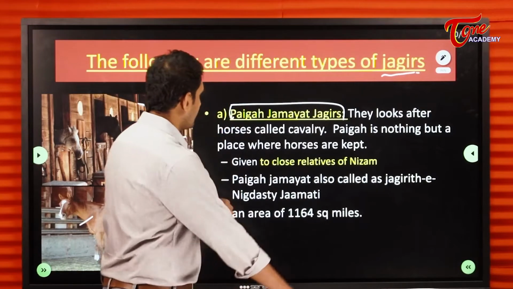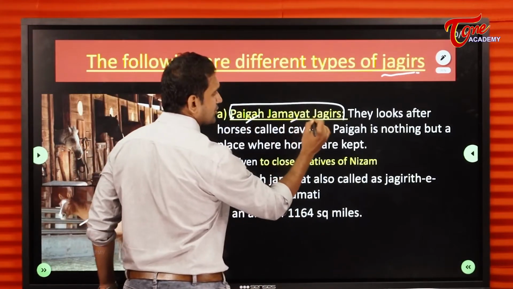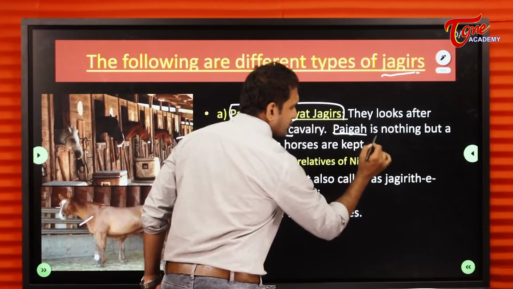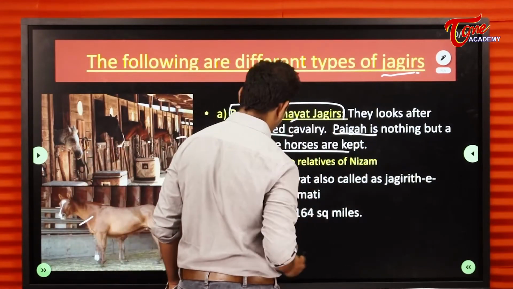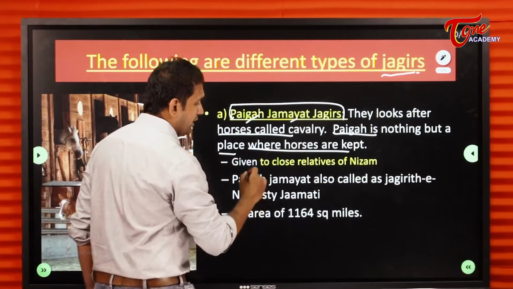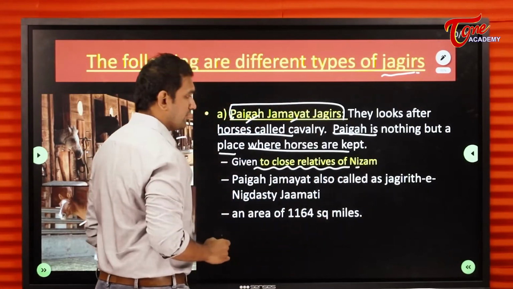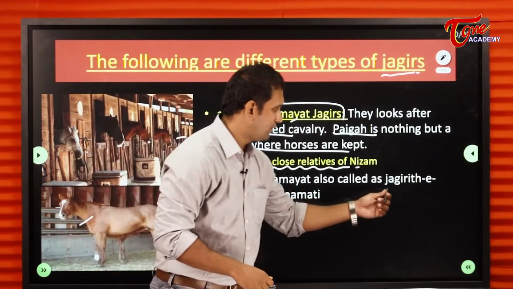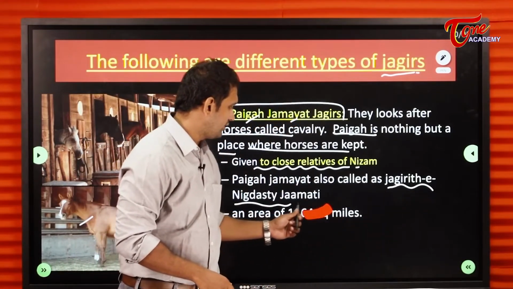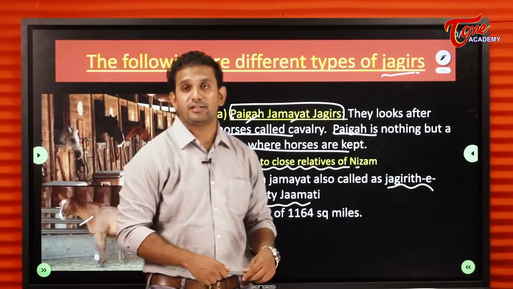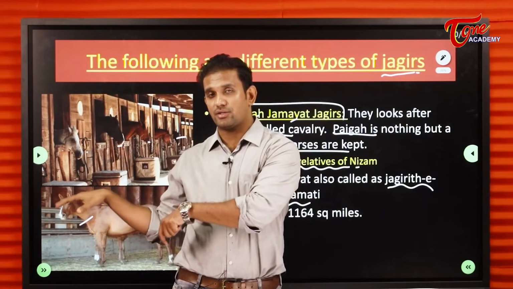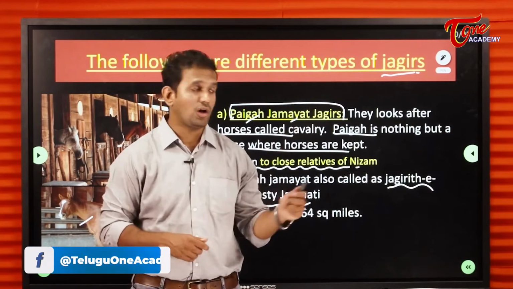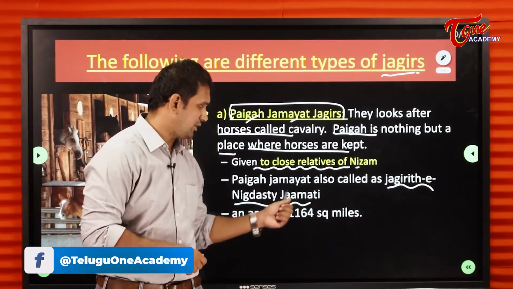Paigah Jamiyat Jagirs are those Jagirs which are related to horses. Paigah is nothing but, as I have just told you, a place where horses are kept. They are given to the close relatives of Nizam. These Jagirs are also called Jagirate Nagdasti Jamati. So for the upkeep of the horses, a land was given. That is called Paigah Jamiyat Jagir, also called Jagirate Nagdasti Jamati.